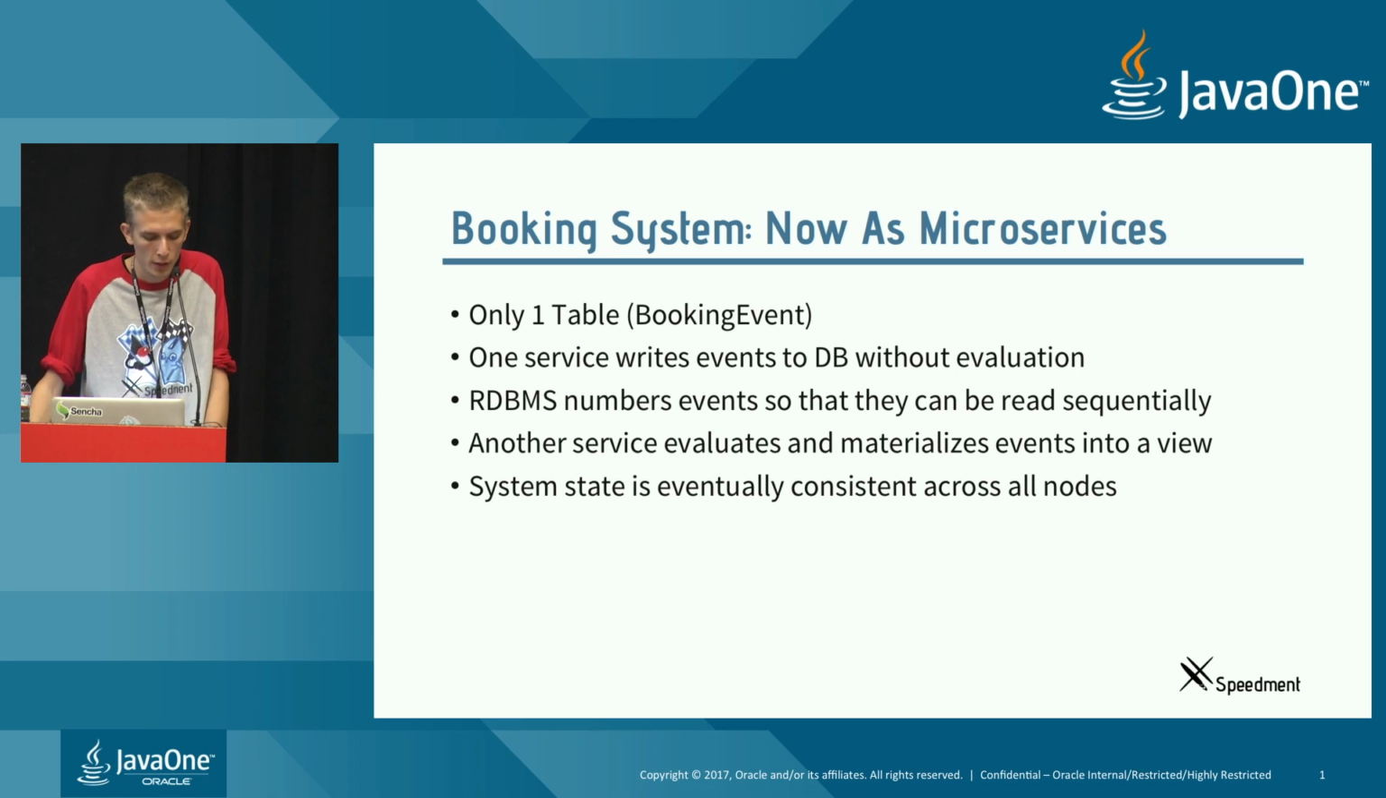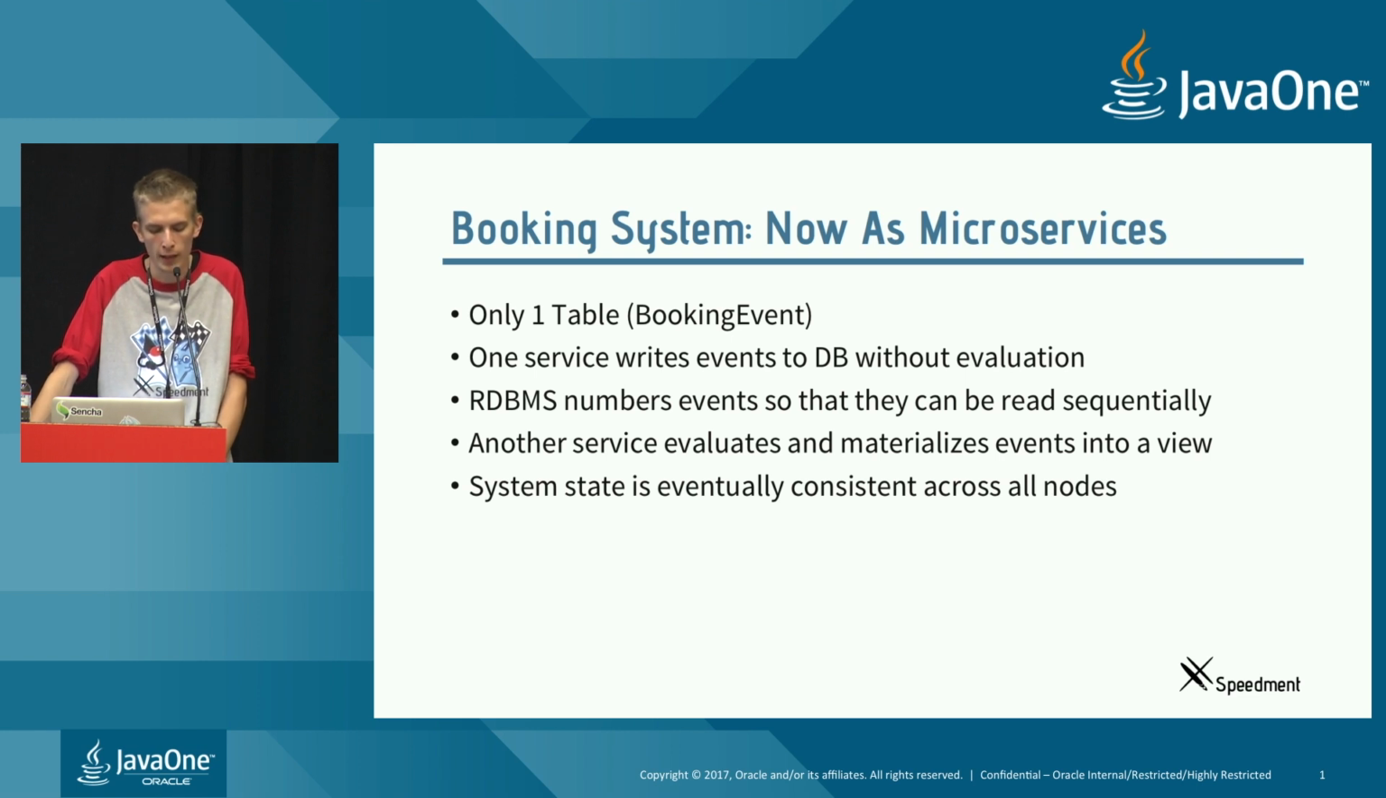So if we are going to design this as a booking service, instead of having a relational database with multiple tables for every kind of entity in the database, we try and put everything in the same table. And this is really important because we have to be able to replay it in one defined order. So we only have one table called booking event, and it contains all the information about that event that happened.